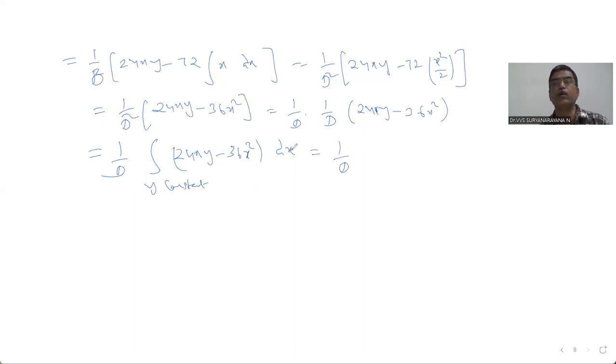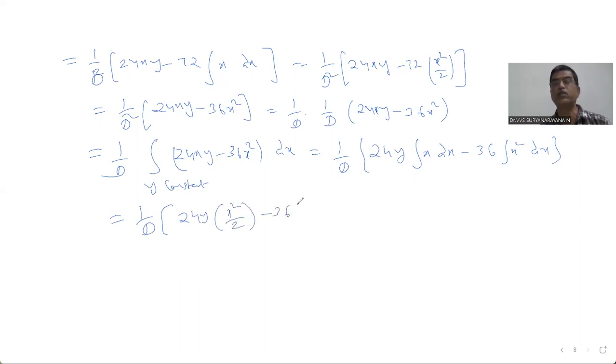So 1 by D of 24xy. Here 24 is constant, y is constant. So 24y into, we have to integrate only x in the first term. Integral of x dx. The second term 36 is a constant. We have to integrate only x square. Integral of x square dx. So 1 by D of 24y into integral of x, x square by 2, minus 36 into integral of x square, x cube by 3. So we got 1 by D of 24y by 2 is 12y. So 12y into x square minus 36 by 3, which is 12.